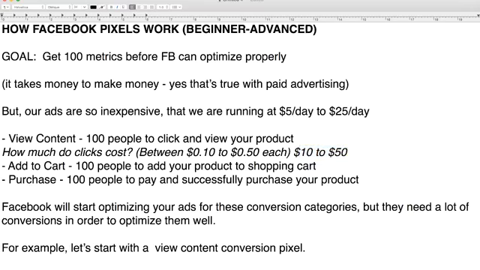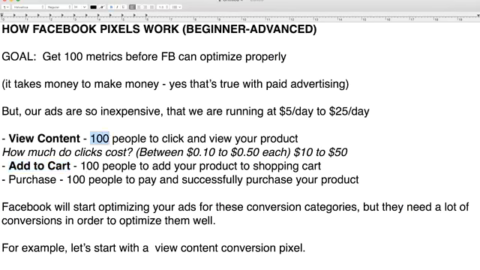Now, out of 100 people clicking, that doesn't mean nobody added it to cart and purchased. All this means is that Facebook is optimizing it for people to view your content. Instead of viewing your viral video or your thing, they're actually viewing your content. They want people to click and view your product, your content, whatever it is. Now, the next metric is going to be add to cart. Now we're starting to get transactional. You got 100 people to click and view your product, and some of them added to cart.